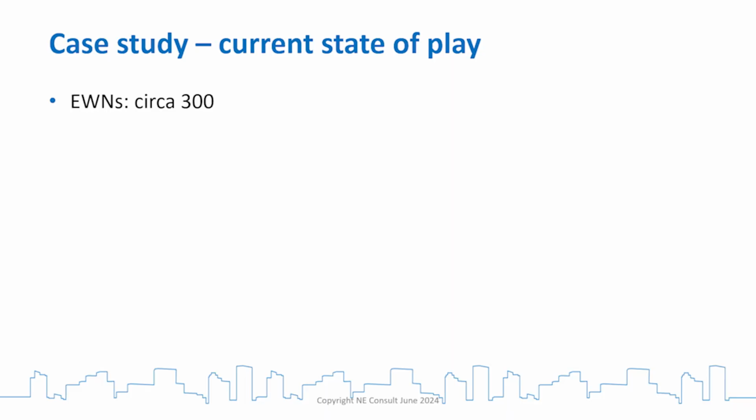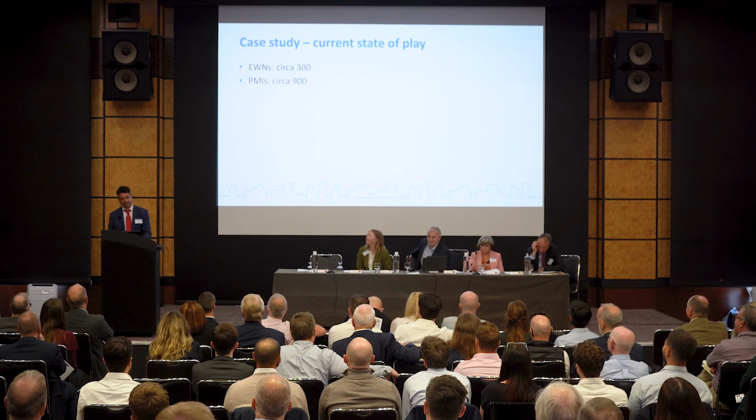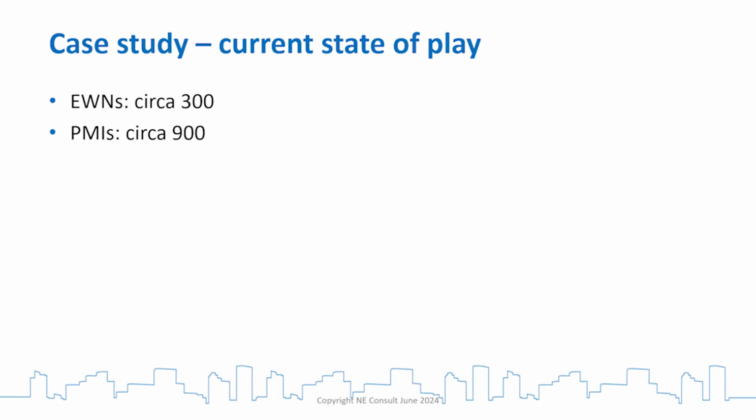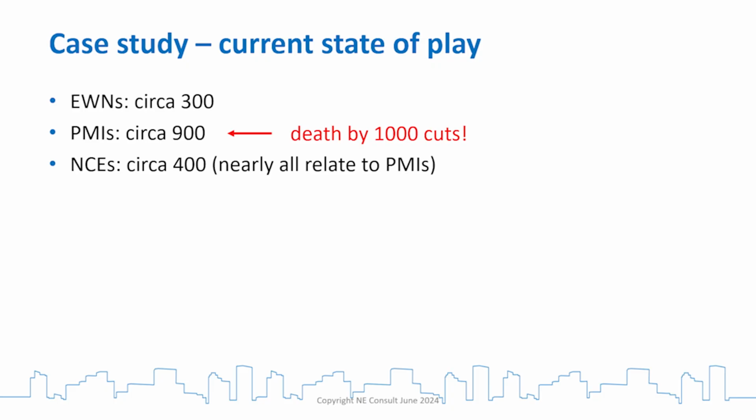300 early warnings, good, bad, or indifferent. I'm in the same camp as Glenn and John. What is the right number? Some. Yeah? PMIs, circa 900 PMIs. Yes, sharp intake of breath syndrome. I refer to it as death by 1,000 cuts. Not just from this project, I've seen it on multiple projects. 400 CEs, guess what they all relate to pretty much? Yep, you guessed it. PMIs for scope changes.